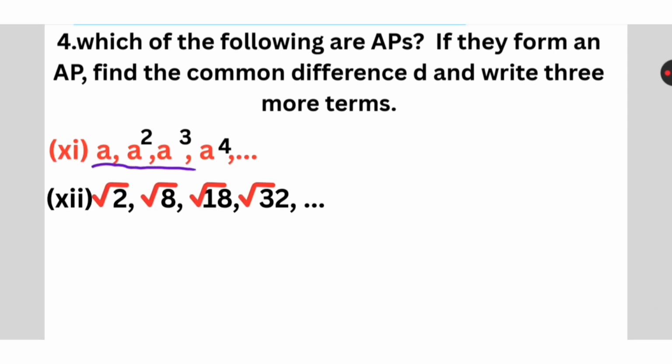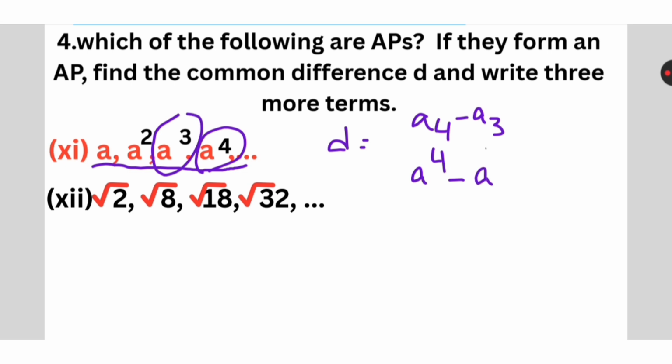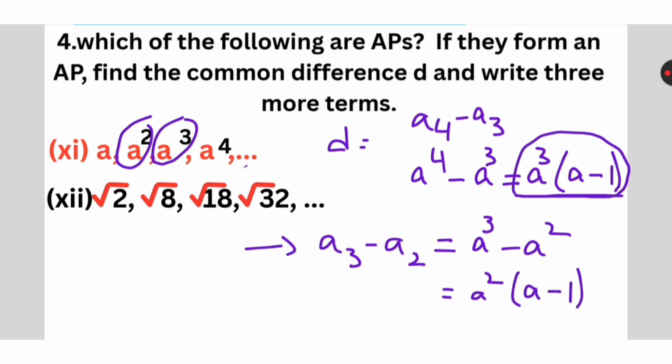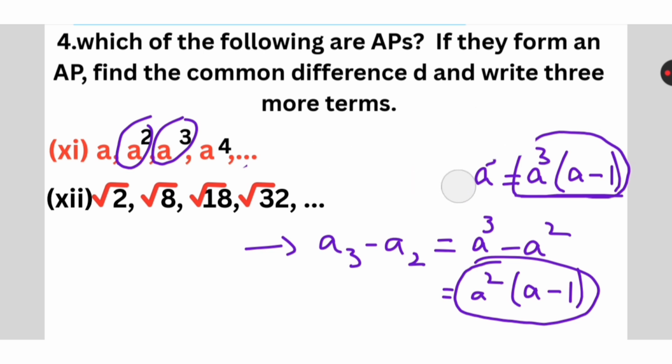For this sequence, what we have: a power 2, a power 3, a power 4. Find out the difference. What is the fourth term? It is a power 4 minus what is the third term? A power 3. If you take a power 3 as common, then we are going to be left with a minus 1. So now let's do a3 minus a2. What is the third term? A power 3 minus what is the second term? A power 2. Here if you take a power 2 as common, then we are going to be left with a minus 1. Here a power 3 times a minus 1, and here a power 2 times a minus 1, which is not equal. That means this sequence does not form an arithmetic progression.